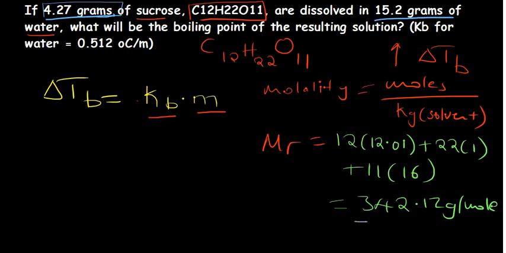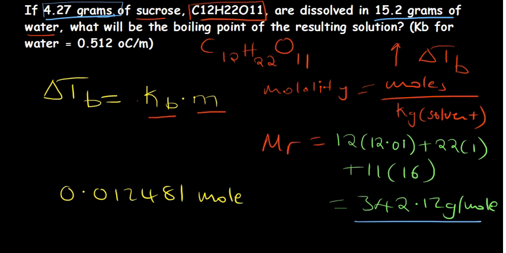Okay, so we have its molar mass. The mass was given as 4.27. So 4.27 grams divided by the molar mass calculated. So the number of moles that we have is 0.012481 moles. Moles of what? Moles are the number of moles of our sucrose there.